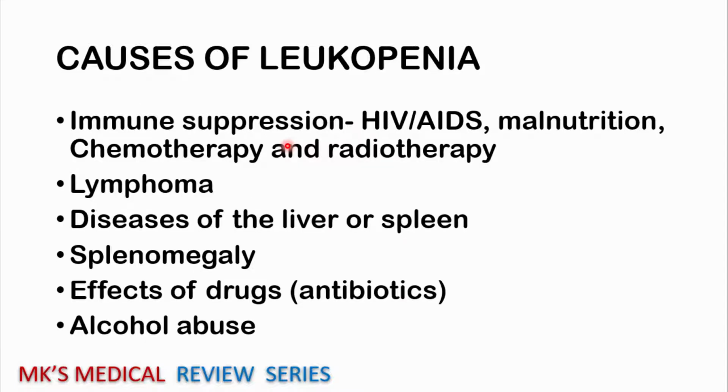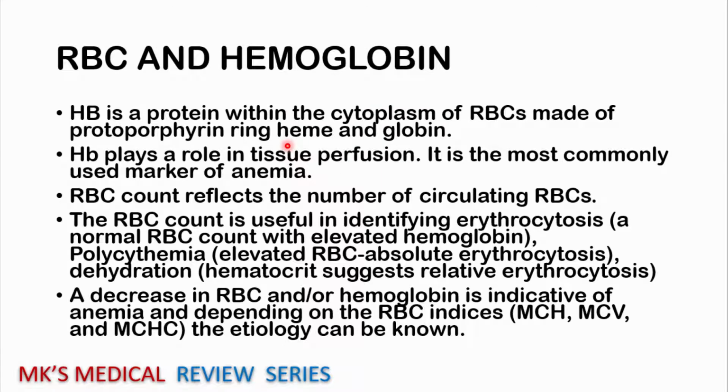Some causes of leukopenia, which is a decrease in the white blood cell count, include immunosuppression, which could be caused by HIV and AIDS, which is common in our setting, malnutrition, chemotherapy, and radiotherapy. You may also have some tumors such as lymphomas, diseases of the liver and the spleen. You may also have splenomegaly. You may have certain effects of certain antibiotics that may actually cause suppression of the bone marrow, and of course alcohol abuse.